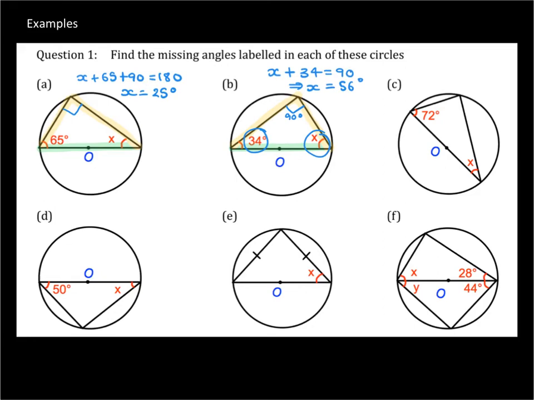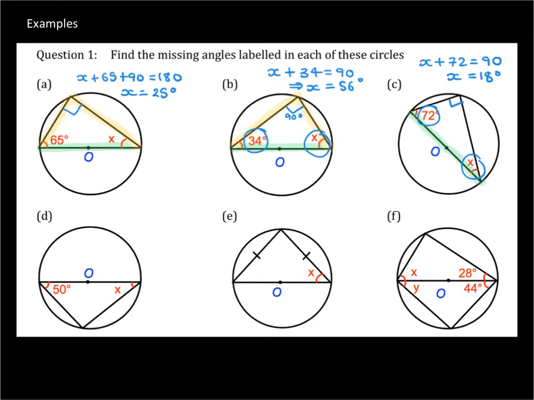Now, what about example C? Can you try this one by yourself? Pause the video, have a go, come back to the video to check your answer. So here's the diameter, here's the 90-degree angle. So we know that these two must add up to 90 degrees as well, so that the angles all together add up to 180. So x is therefore equal to 18 degrees.